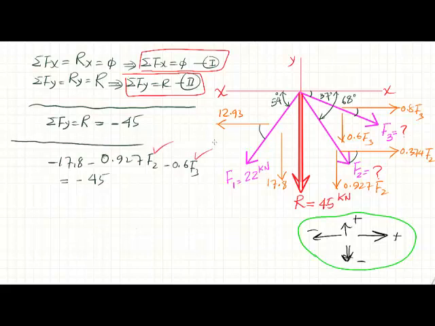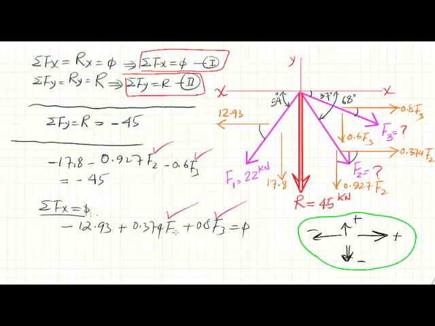This is unknown and this is unknown, and if we try the sum of all forces in x direction equal to 0, again we have minus 12.93 for F1x, and we have plus 0.374 F2, and we have plus 0.8 F3, is equal to 0. So again, if we take a closer look at the equation of x, you have this is unknown and this is unknown. This is F2.